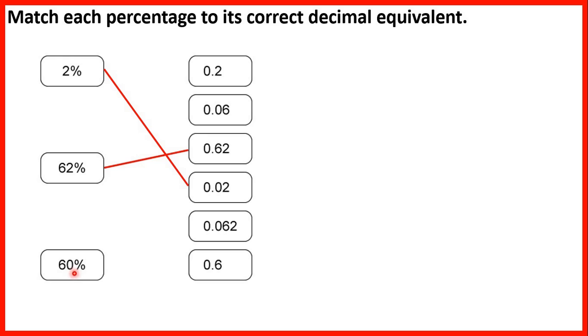Now we have 60%. Now you might think we can match that to 0.06, but 0.06 shows 6% because that's just 6 hundredths. Now remember, we can write zeros on the end of decimals, so it makes sense that 60% is matched to 0.60. We have 6 tenths because 6 tenths is the same as 60 hundredths, so 60% matches to 0.6.